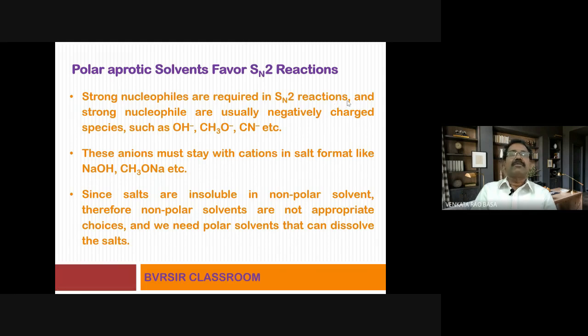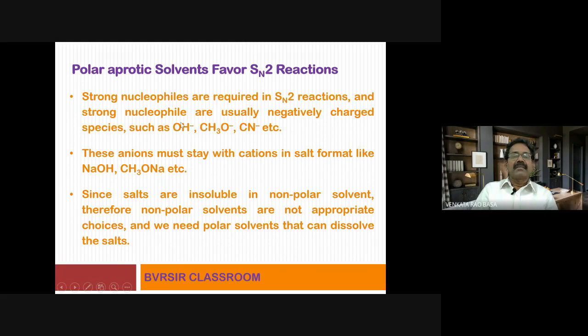Then only there will be the possibility of SN2 reactions, because it has to provide some energy which is sufficient to break the bond between carbon and halogen. So in order to break the bond between carbon and halogen, from where are we getting the energy? That energy must be provided by the incoming nucleophile. So the incoming nucleophile must be very strong.